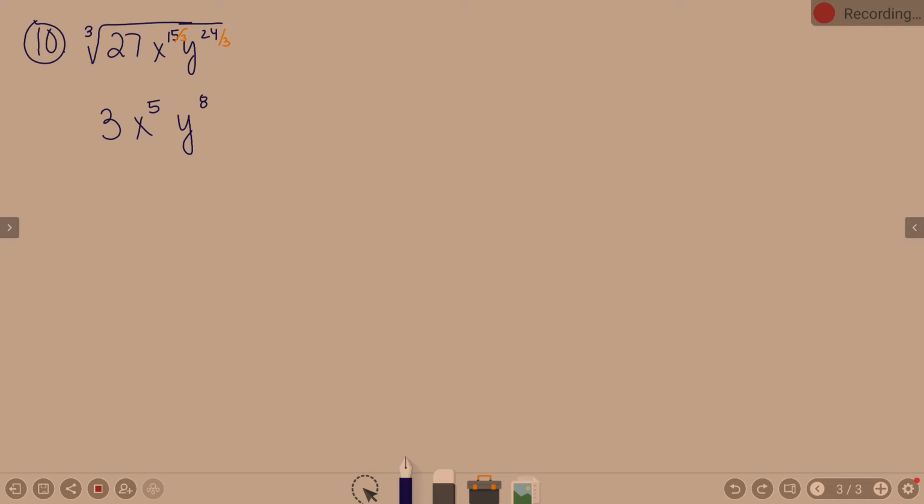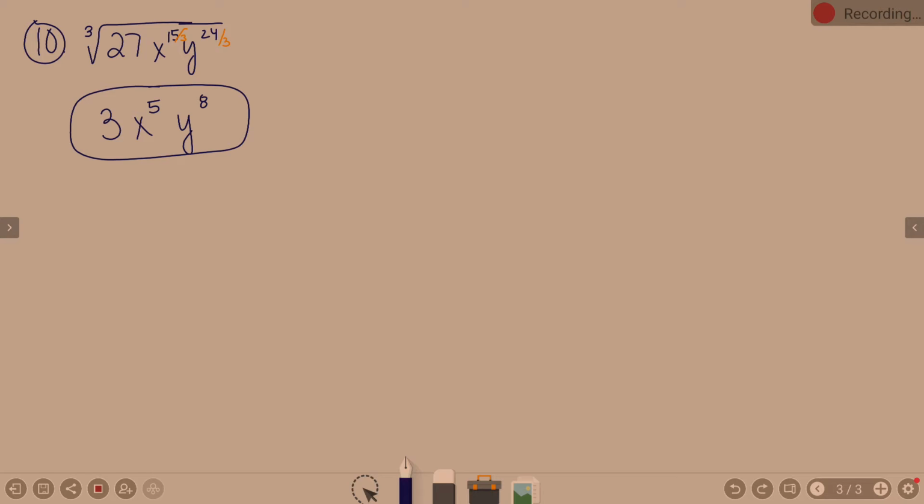Then the direction said use absolute value symbols when necessary. Here's the deal. Can we take the cube root of a negative number, and can we get a negative answer there? Yes, you can, right? So do I ever need absolute value with a cube root? No. Anytime it's a cube root, a fifth root, those odd roots, no absolute value necessary. Your answer is right there, 3x to the 5th, y to the 8th.